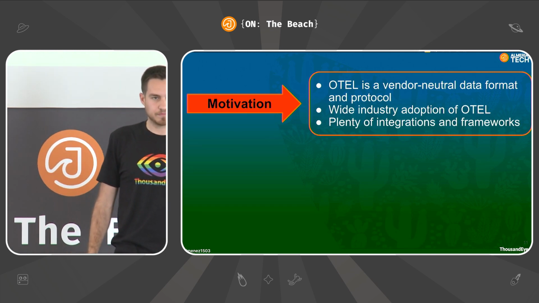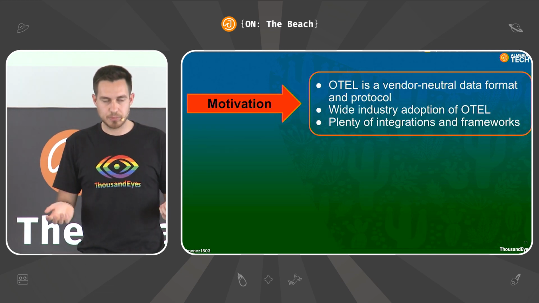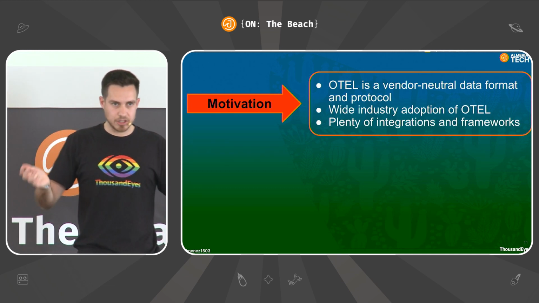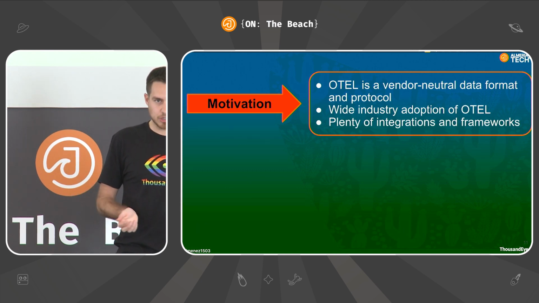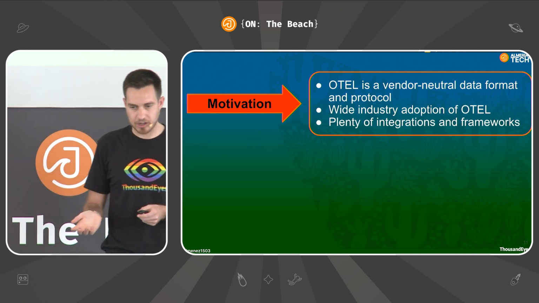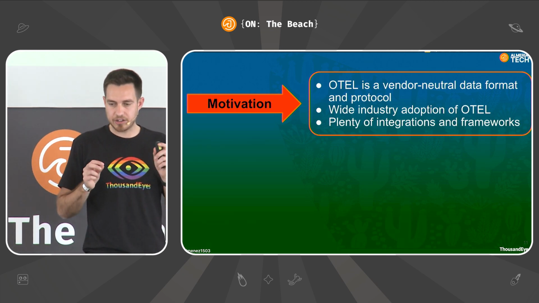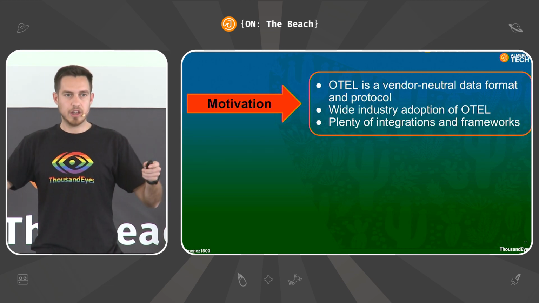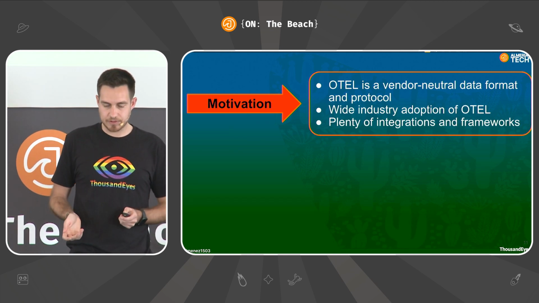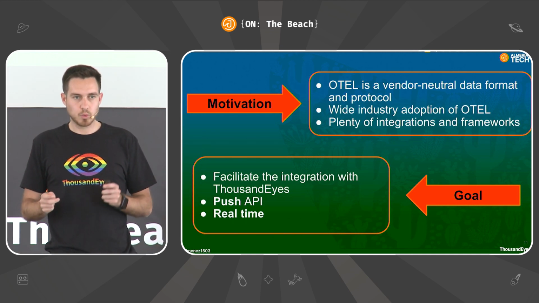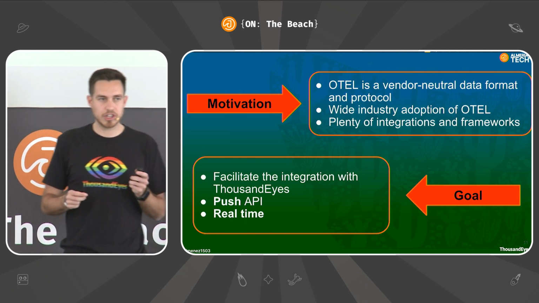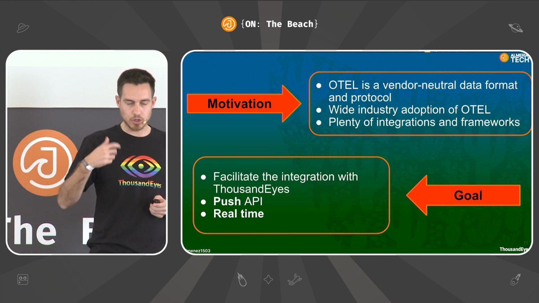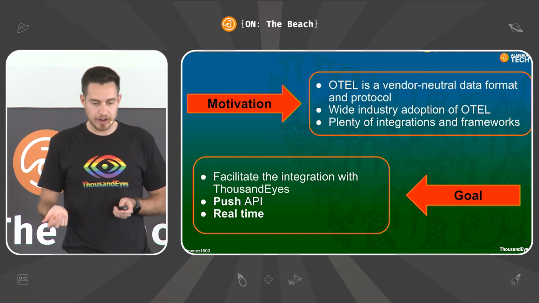So what are our motivations? OpenTelemetry is widely adopted industrially, so we are not the only one using it. There are plenty of integrations, plenty of companies taking advantage of it, so we want to also be part of those. And also it is vendor agnostic, which means that there is no single company behind it. As I said before, it's a set of companies providing and collaborating to make it work. It's a standard. And what are our goals? We want to make our integration easier, so we just want the customer to start receiving the data without pulling the data periodically. So it is a push API now, and of course, it is in real time.